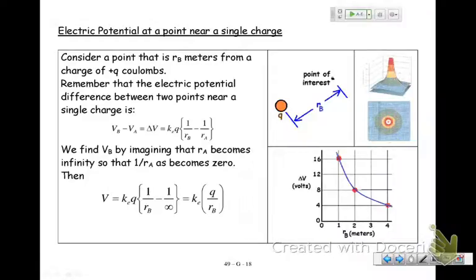Okay, electric potential at a point near a single charge. Okay, so we did this. My electric potential, which is V, the voltage at B minus the voltage at A, equals k_e Q times 1 over r_B minus 1 over r_A. And we find V_B.